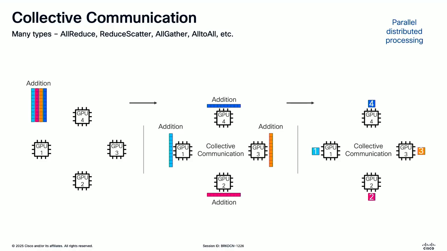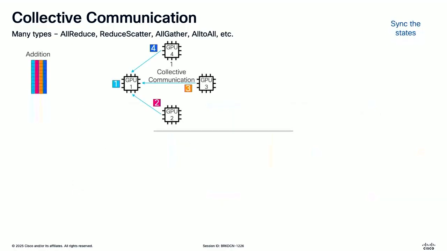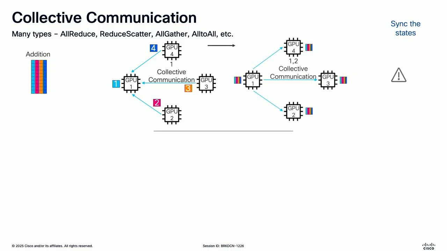At this point, all these GPUs have their own state. So GPU 1 doesn't know the sum that GPU 2 got. So they must sync their state. One way of syncing the state is very easy, though totally inefficient: GPU 2, GPU 3, and GPU 4 send their data to GPU 1, and then GPU 1 adds 1, 2, 3, 4 again and sends the same information to everybody else.